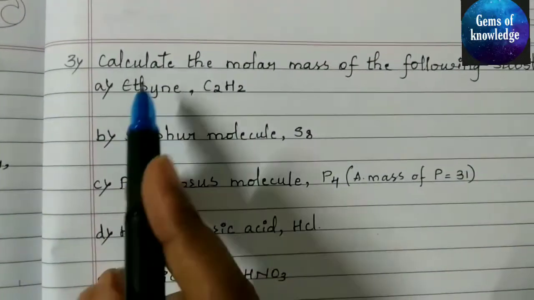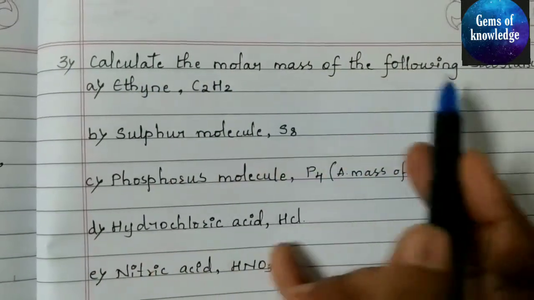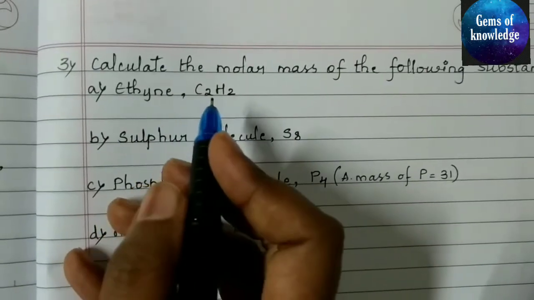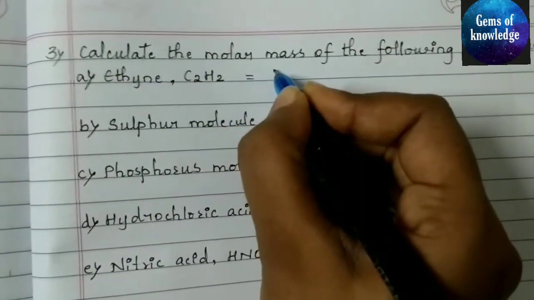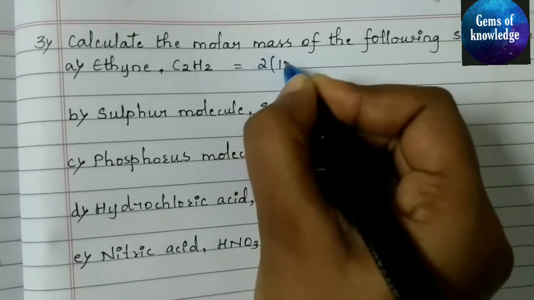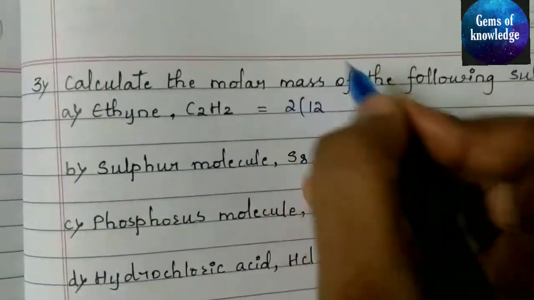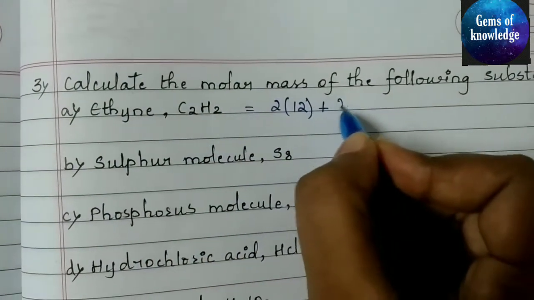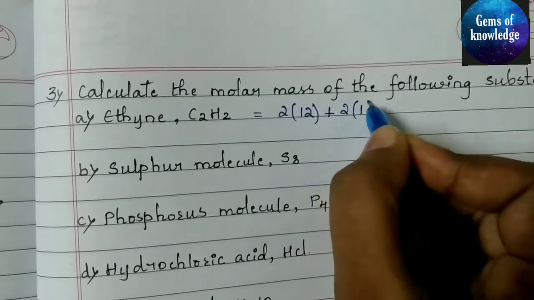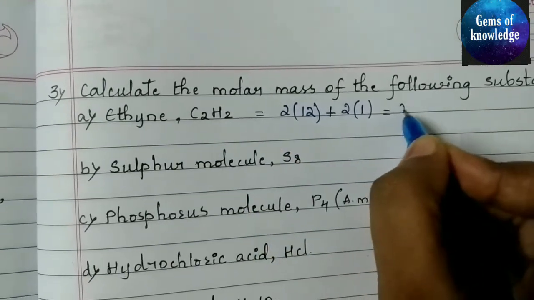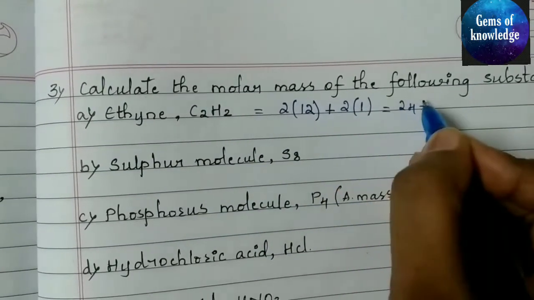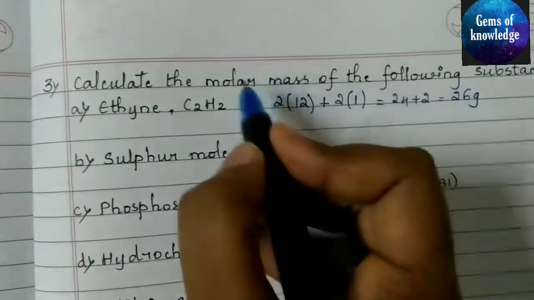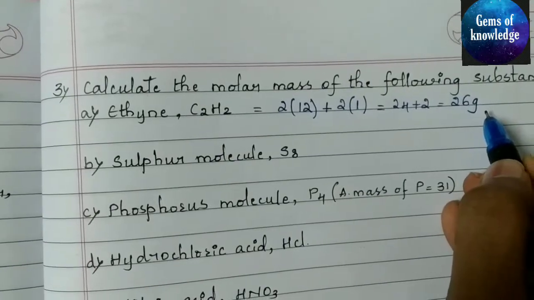So you can see the third question here. Calculate the molar mass of the following substances. So the first one is given as ethane, that is C2H2. Okay. So here also you can write it as 2 into 12 plus hydrogen is given as 2 times hydrogen, and what is the atomic mass? It is 1. So 12 2s are 24 plus 2 1s are 2. So we will get the answer as 26 grams. So molar mass is always written in the form of grams.